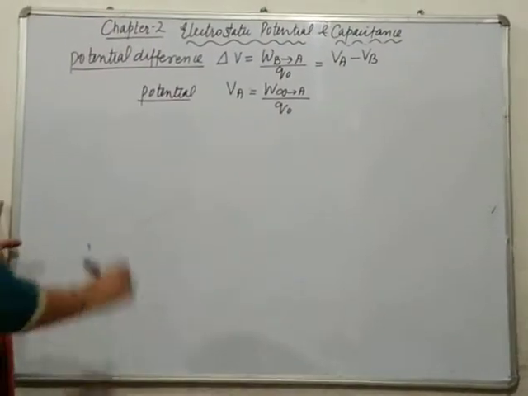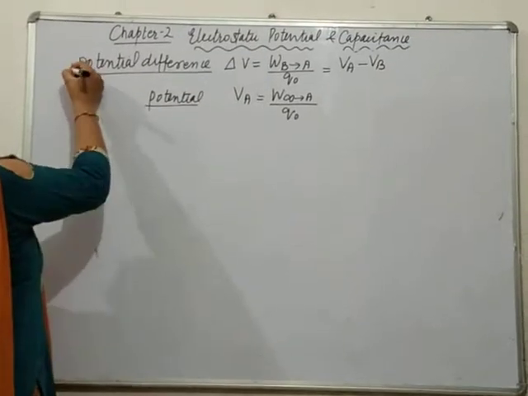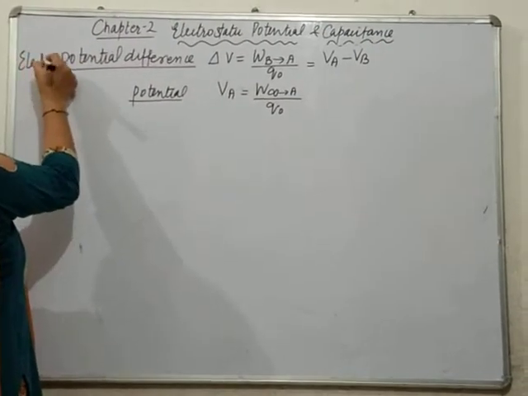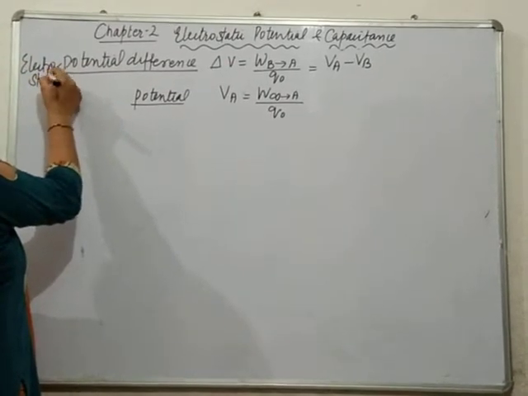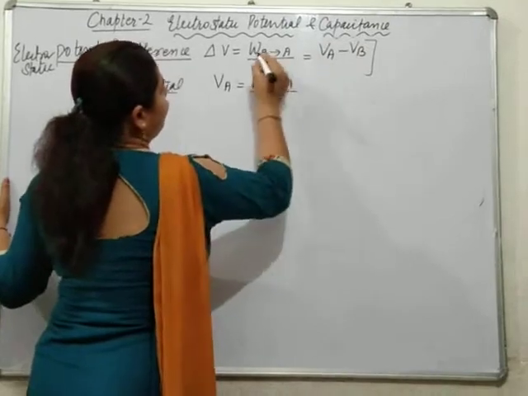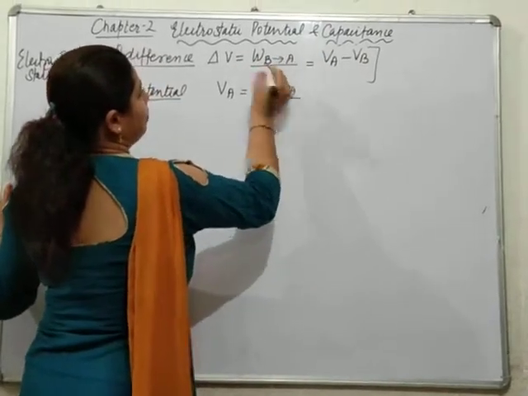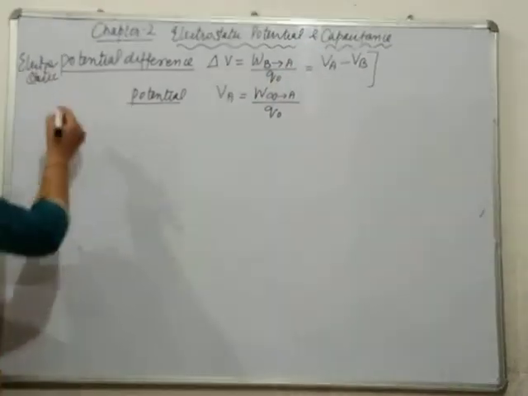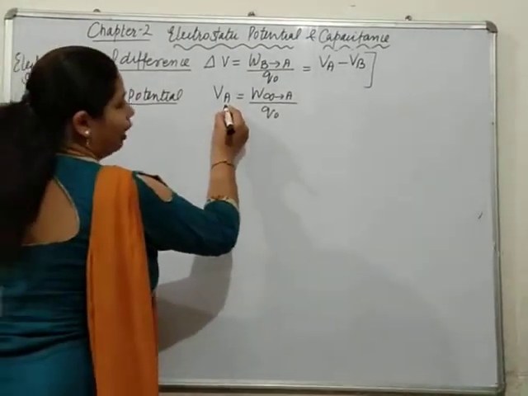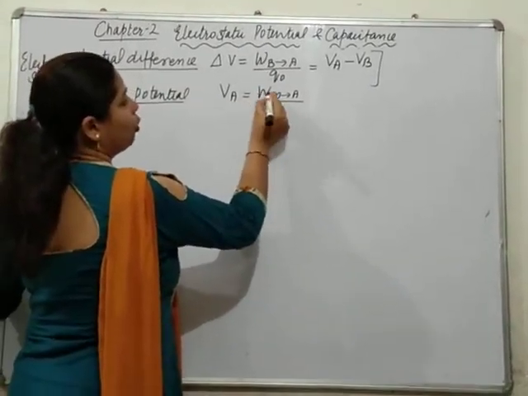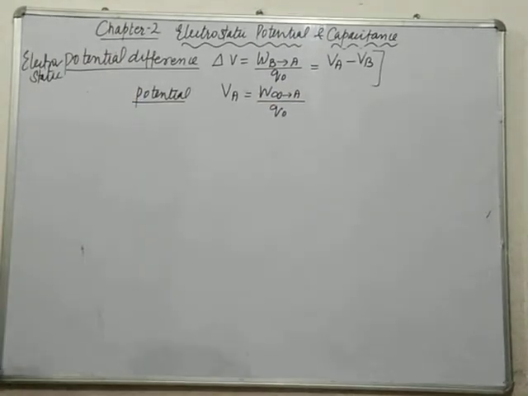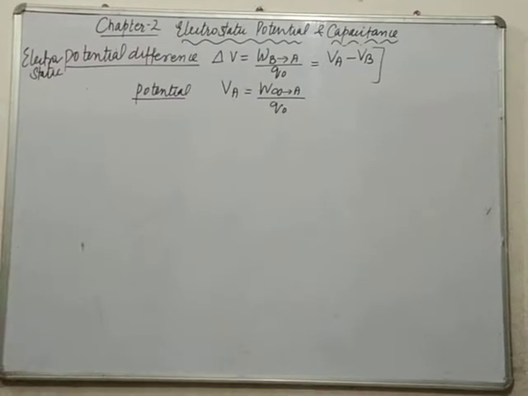So students, up to now you have learned two terms: potential difference, or I may call it electrostatic potential difference. It is given by the work done from first to second per unit charge. And electrostatic potential at a point is the work done to move a body from infinity to that point per unit charge.